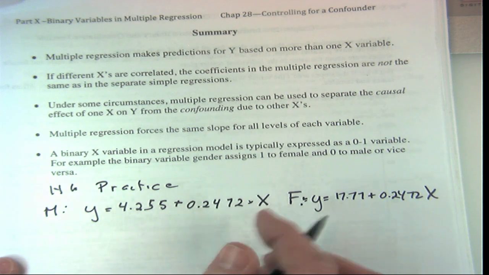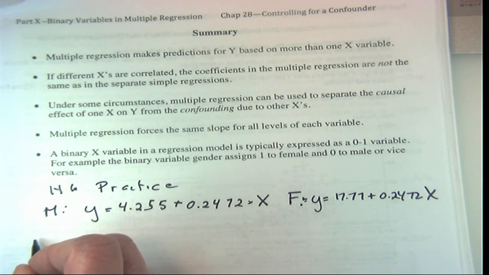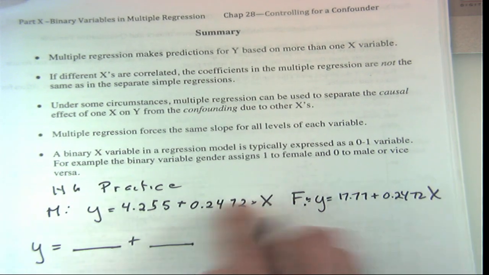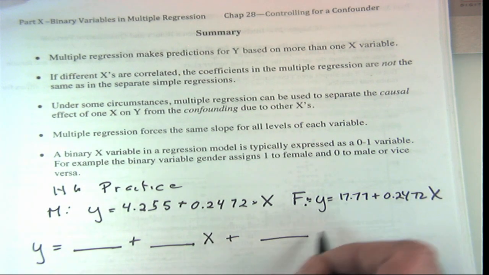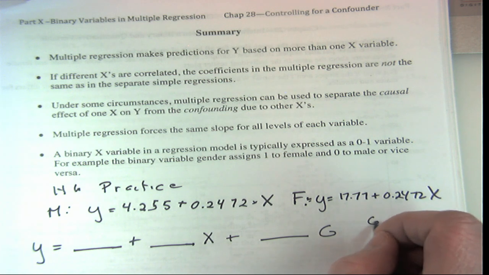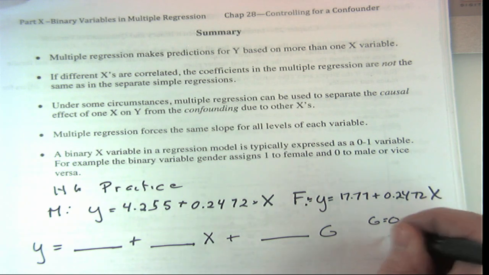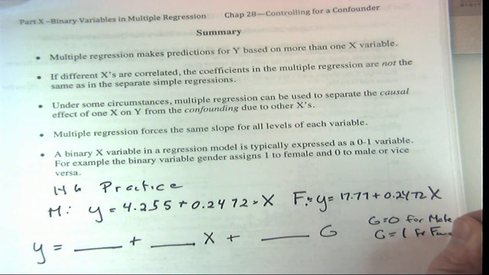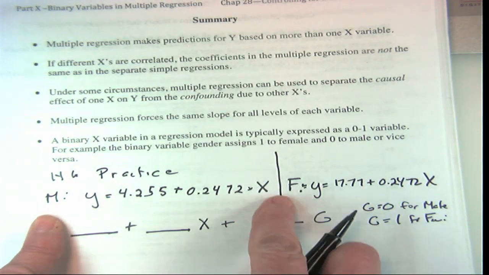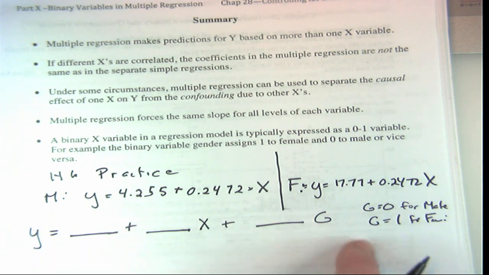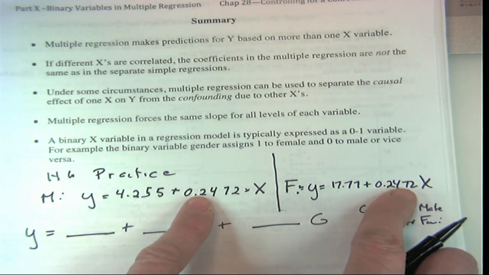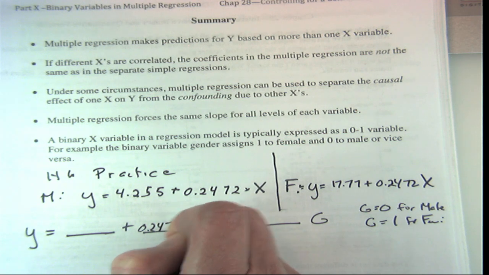So we want to combine it into one multiple regression equation that's the same thing. Fill in the blanks here: what intercept, plus what times x, plus something times gender. We're going to code gender as g equals 0 for males, and g equals 1 for females. So how would I do this? Well, the way to think about this is to fit the males first, because g equals 0 for males. When g is 0, we want to get that equation right there. And they both have the same slope, so we could just put that in right away.